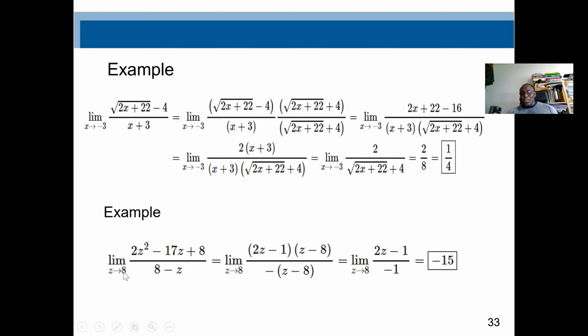The same question applies here. I can see the same thing: I will get 0 on top and we also get 0 below. So we have to factorize the trinomial and also do the same thing down below.